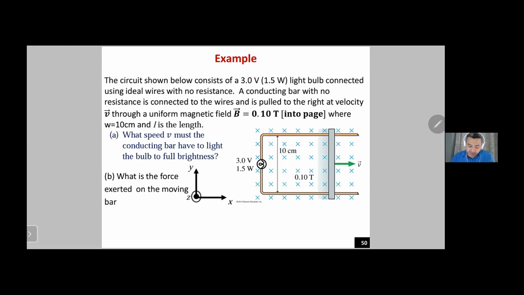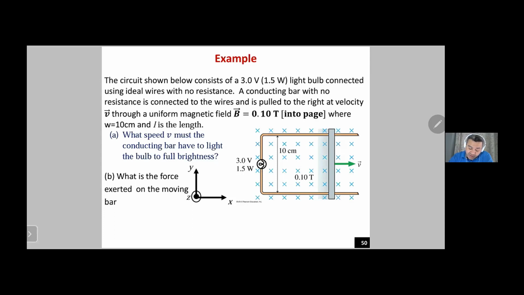In this example, we have the circuit shown below consisting of a 3-volt, 1.5 watt light bulb. So this is the maximum voltage that can be applied to achieve the full brightness. It is connected using ideal wires with no resistance, and a conducting bar with no resistance is connected to those wires, and it can slide on those two wires.